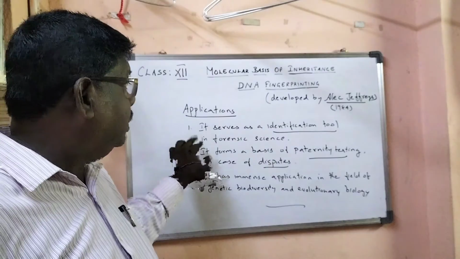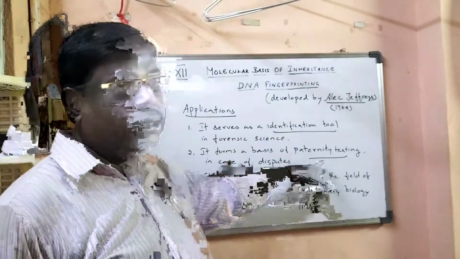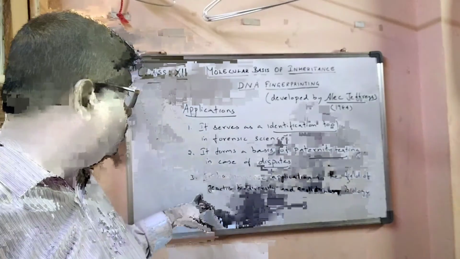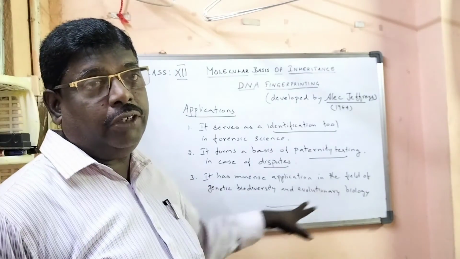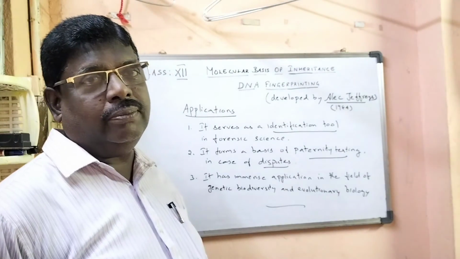So three important uses: an identification tool in forensic science, a basis of paternity testing in case of disputes, and immense application in the field of genetic biodiversity and evolutionary biology.